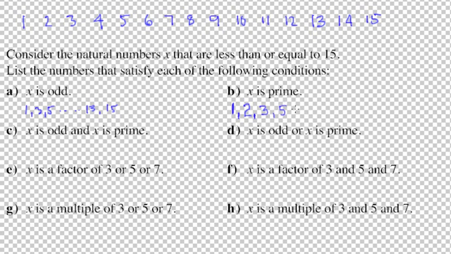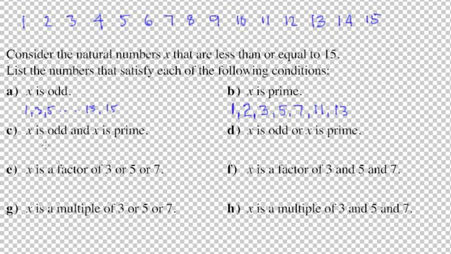6 is divisible by 2 and 3. 7 is prime. 8 is 2 times 4. 9 is 3 times 3. 10 is 5 times 2. 11 is prime. 12 is 2 times 6. 13 is prime. 14 is 2 times 7, and 15 is 5 times 3. So there's our list of primes from 1 up to 13.